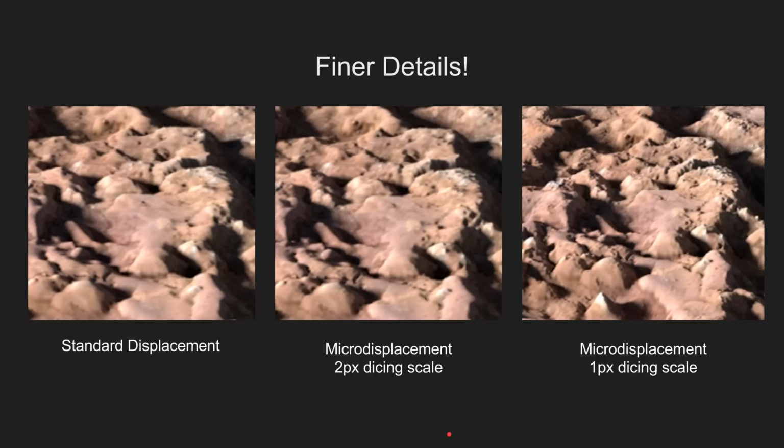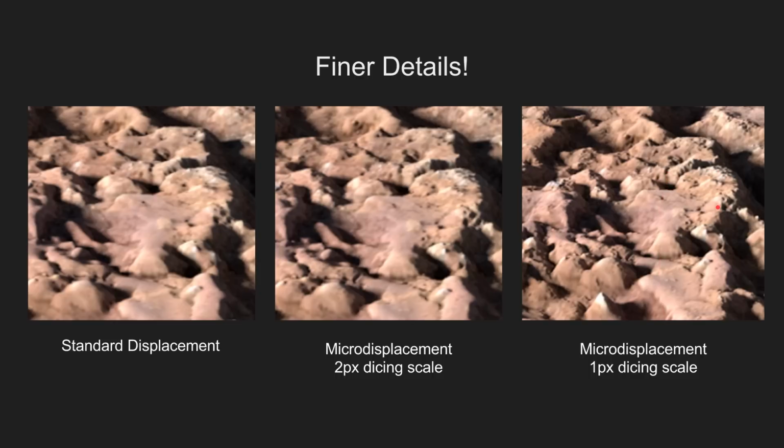To show you up close, I zoomed in on just those areas here. So that's the standard one there. This one here is at 2 pix dicing scale, which is the example I just showed you. And then if you drop the dicing scale, you don't know what dicing scale is yet, don't worry, we'll discuss it in the practical example. You can increase it even more and get it even more detailed.